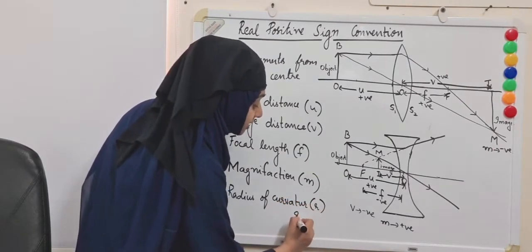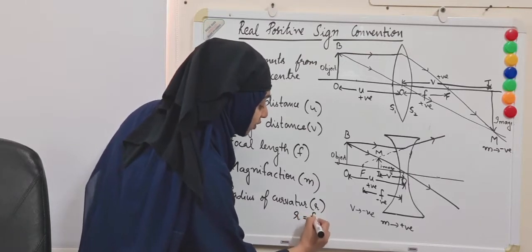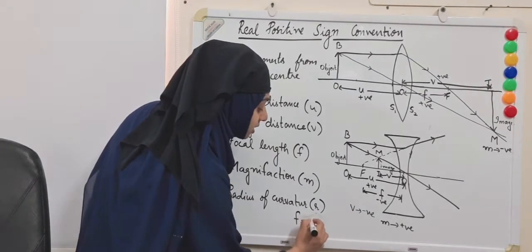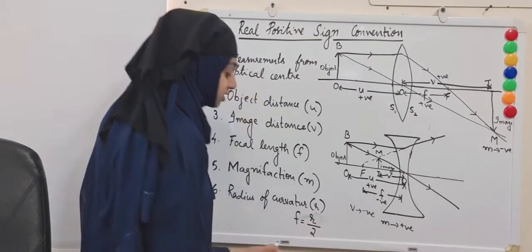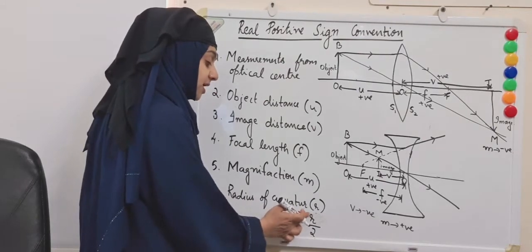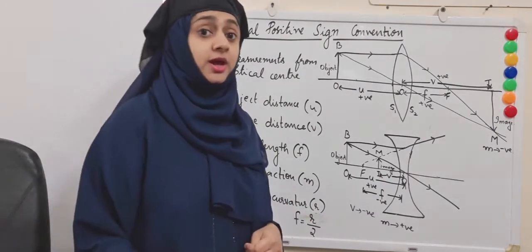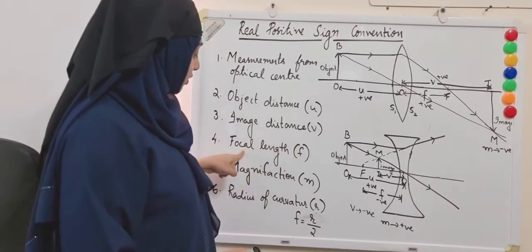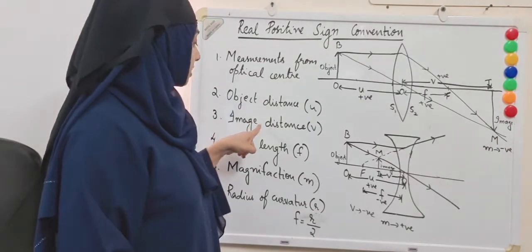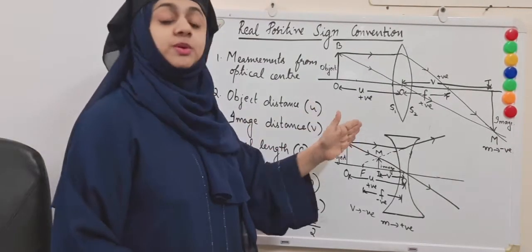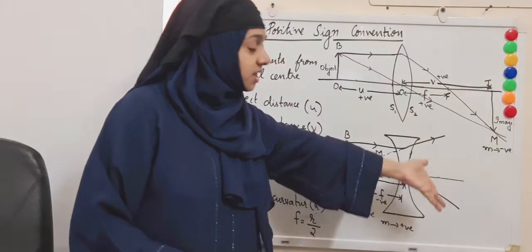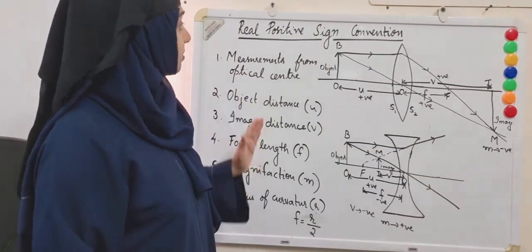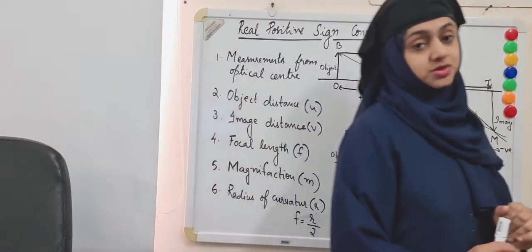And you know, focal length is equal to radius of curvature divided by 2. So focal length and radius of curvature should have the same sign. So the same rule holds for focal length, radius of curvature and image, because it will be positive only if it is on the side where the light rays go after refraction. So that's all about sign convention. Hope it is clear to you.